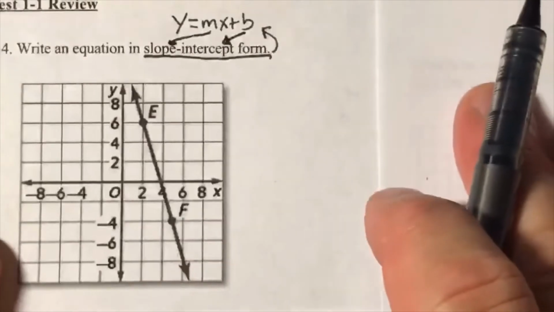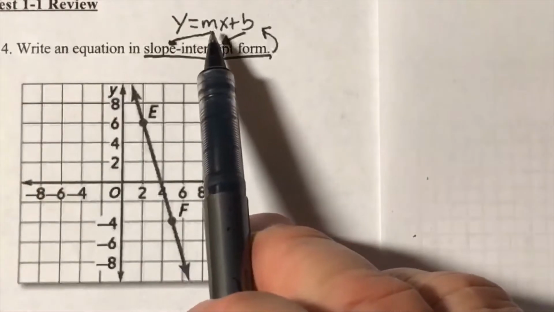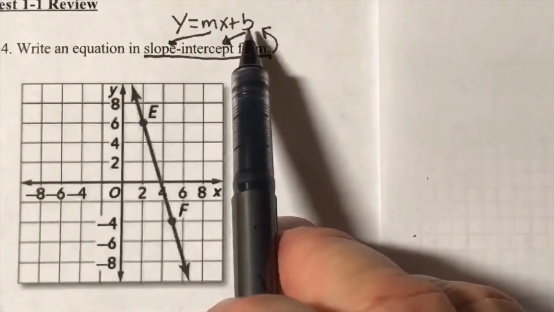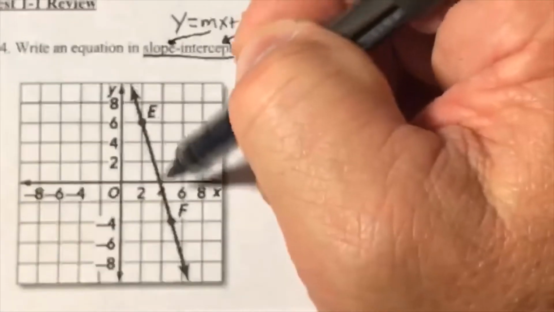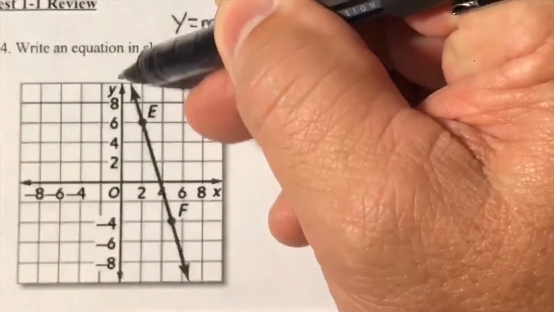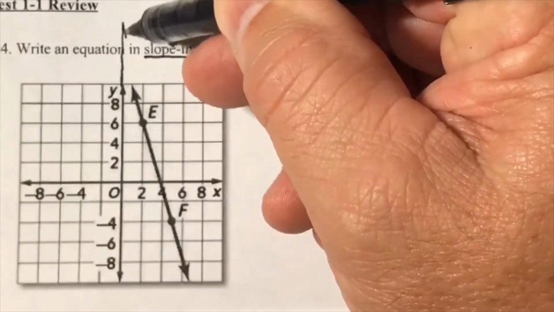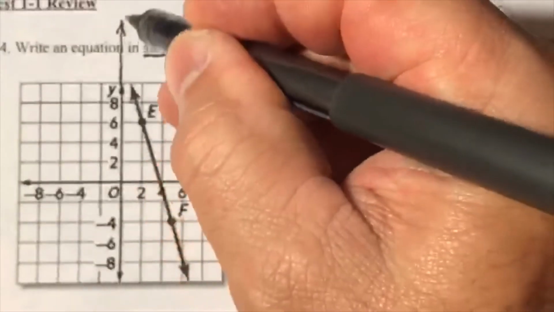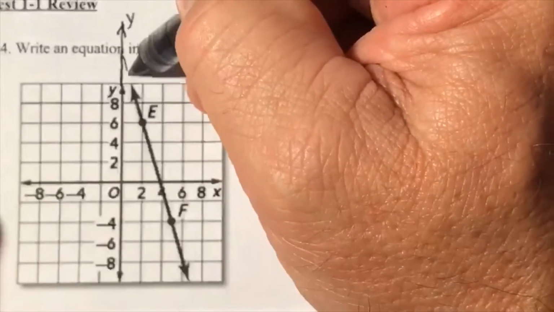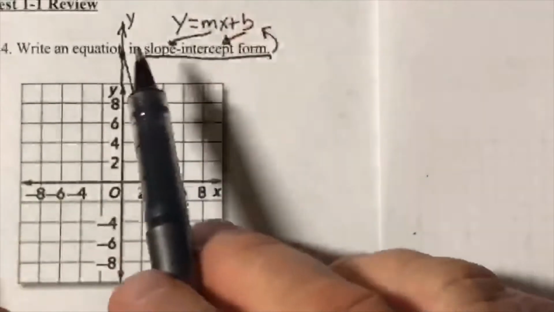In order to write the equation in slope-intercept form, we must be able to find the slope and we must be able to find the y-intercept. The y-intercept is where the line crosses the y-axis. Drawing the vertical y-axis here, if I continue drawing this line, I'm going to be hitting the y-axis somewhere off the grid.